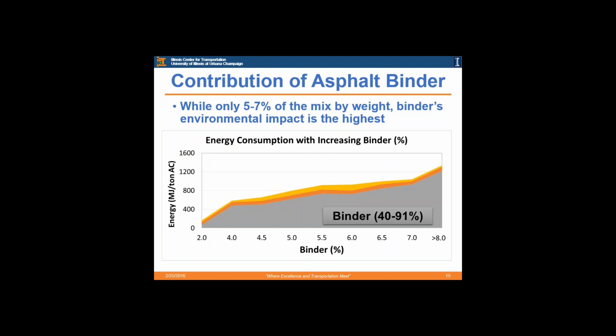So you can see here we have different percentages of binder and the energy consumption from producing the materials in these mixes. And you can see the other materials in the orange, and a very small percentage is the transportation as well. The binder, you can see, goes from 40% to 91% of the environmental impacts from all of the materials that go into the mix. So it made a lot of sense for us to look at this process more carefully.